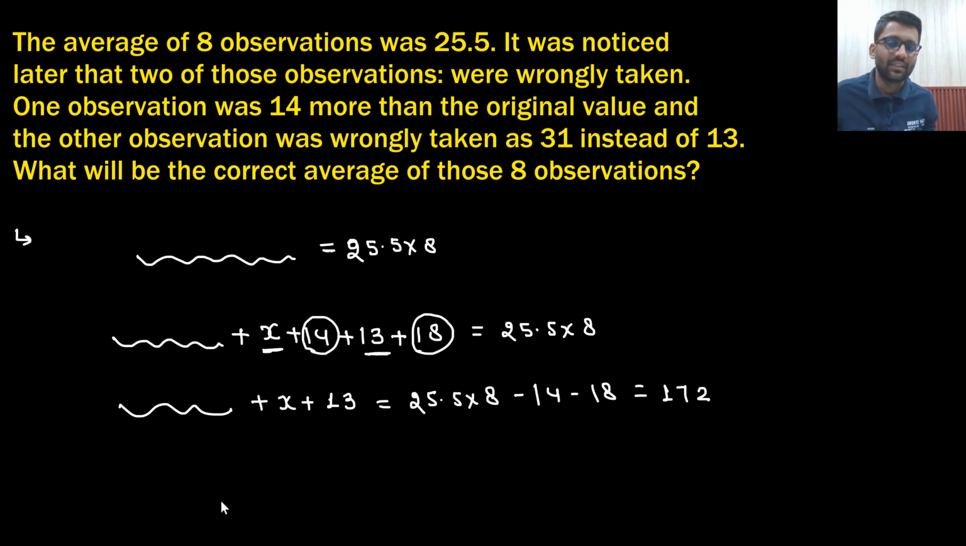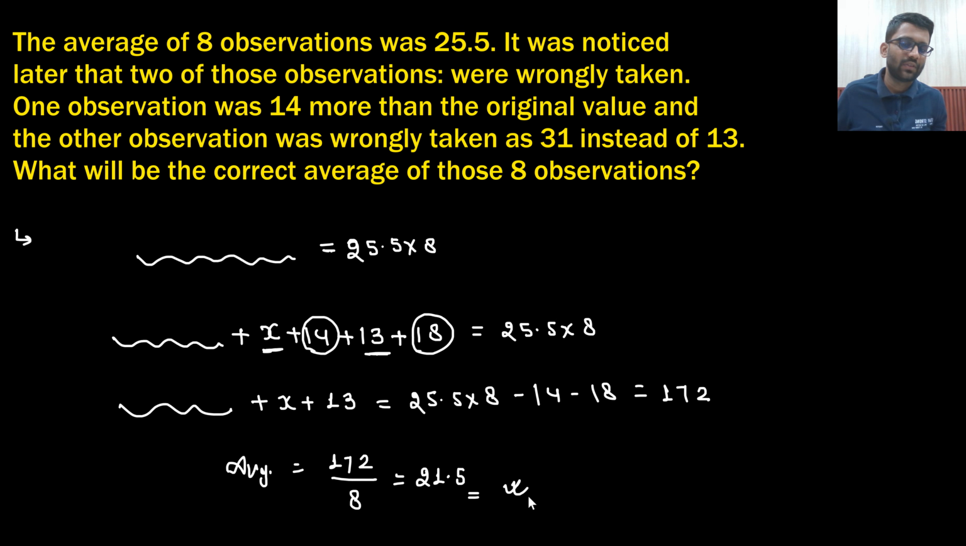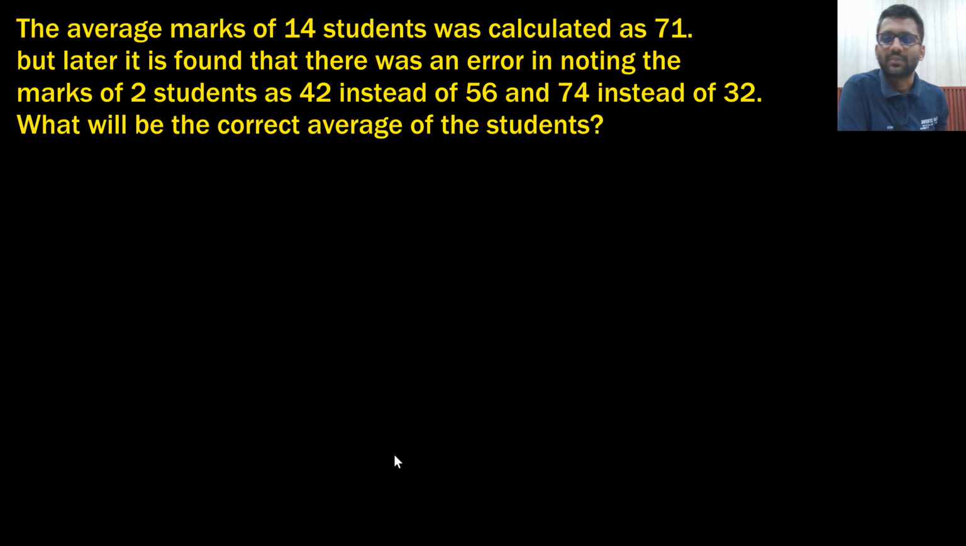So what will be the average? The addition is 172 divided by the total number of observations, that is 8. So 172 divided by 8 is 21.5. So this is the actual average. You got the average to be 25.5, but the actual average is 21.5. Well and good. Let's move towards the next question.